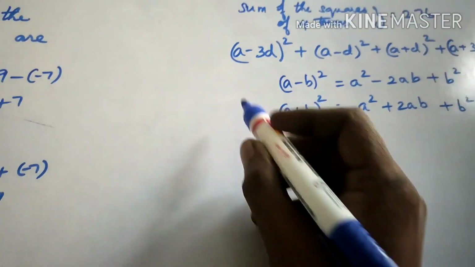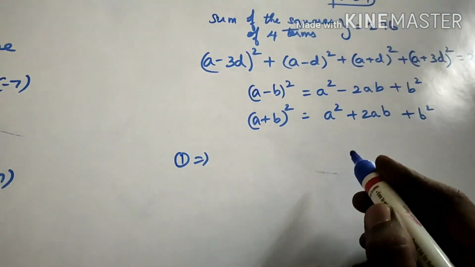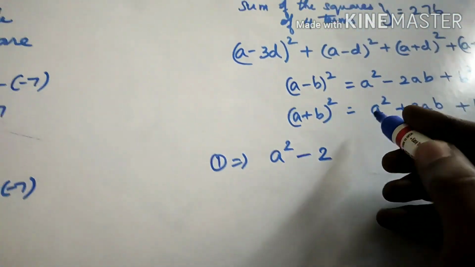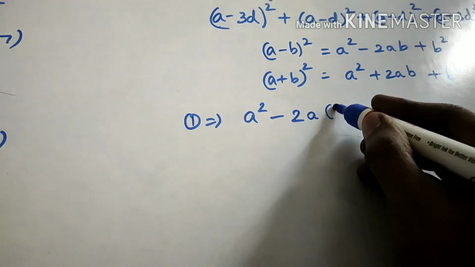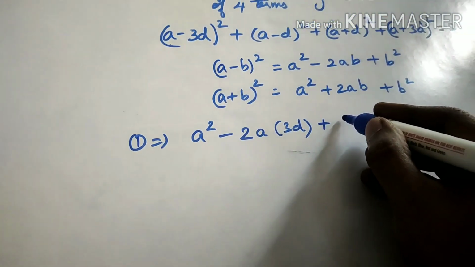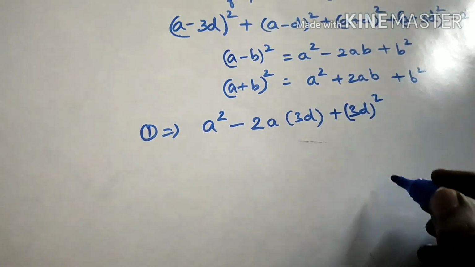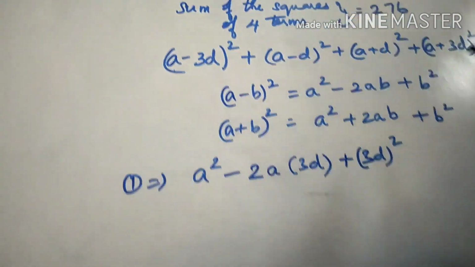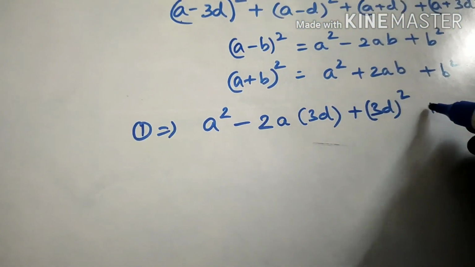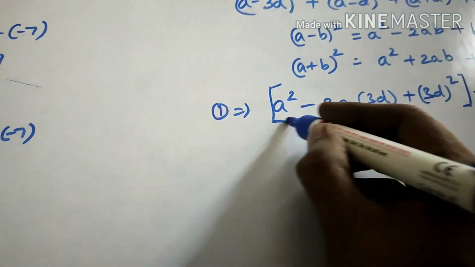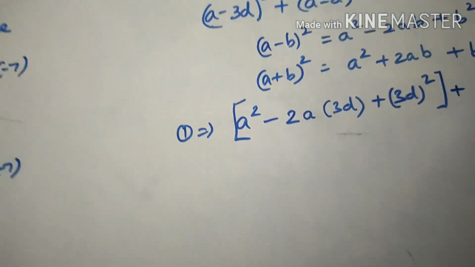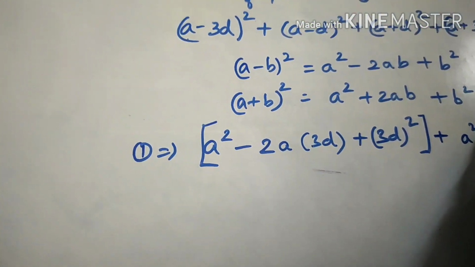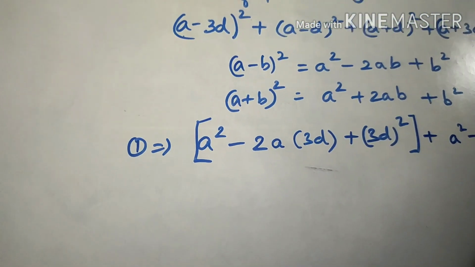That's all. Okay. So first 1 implies again. Now 1 implies, this one I am going to expand. A square minus 2, this is a, this is b. 2ab is 3d. Okay. Plus b square, 3d whole square. Don't forget to put the whole square. And this one exact the same formula. Instead of b, d is there. So put plus here, plus. And if you want to differentiate each expansion, you put a box. Okay. So that you may not be confused. So write this a square minus 2ad plus d square.